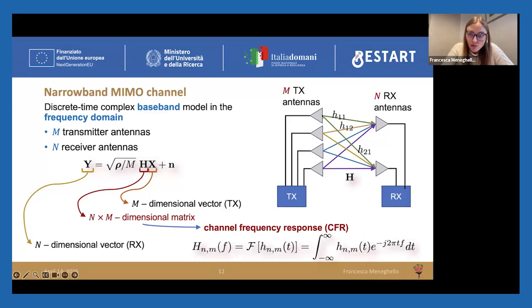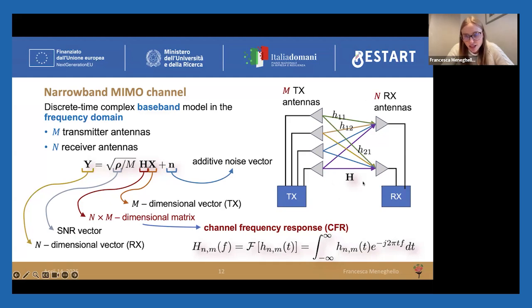So we will have one channel frequency response for the link from the first antenna at the transmitter to the first antenna at the receiver, one from the first antenna at the transmitter and the second at the receiver, and so on and so forth. So we will end up with this N by M dimensional matrix. And then we have additive noise and also an attenuation factor linked with the SNR for the different links that we have here. So this is the model that we will use through the entire tutorial.